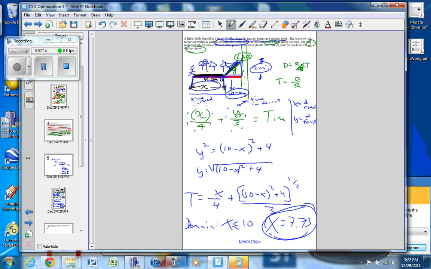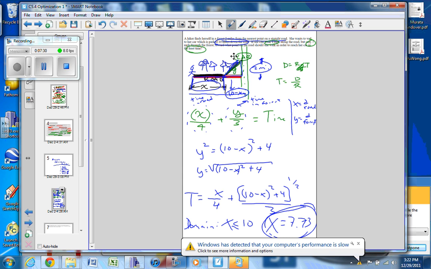And let's just make sure that we've answered the question that's being asked. It says, toward what point on the road should she walk in order to reach her car in the least time? So toward what point on the road? At 7.73 miles, that's when we cut into the forest. Okay, so that's using the calculator and not any calculus. How would we do this using calculus?